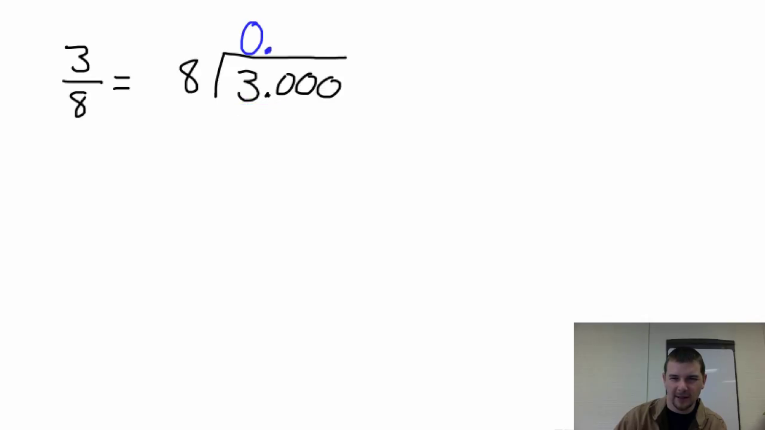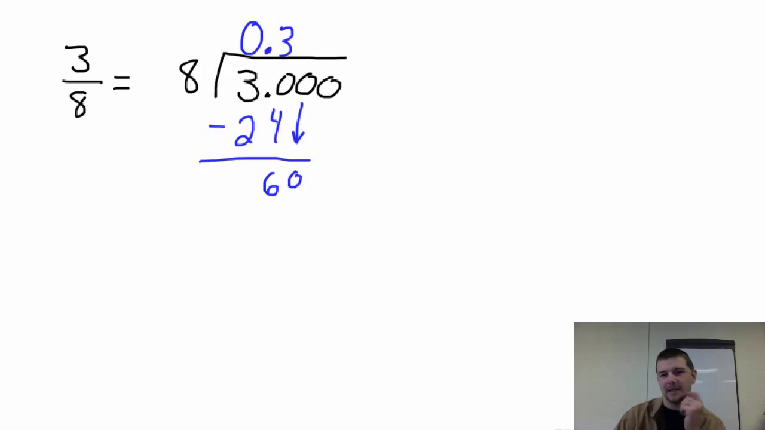Well, 8 goes into 30 3 times without going over, right? 3 times 8 is 24. 4 times 8, 32. That would be too many. 3 times 8, 24. So we will subtract 24 from 30 and arrive at 6, dropping down the next 0.